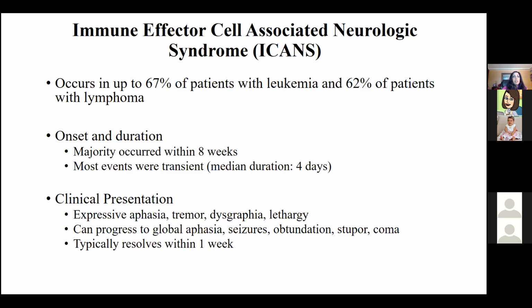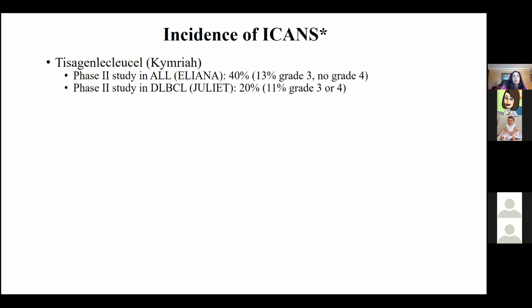But again, CAR T cell therapy is still fairly new. We don't have longer than 3 to 4 year follow-up for most of these patients. So there are lots of ongoing studies looking at the long-term neuropsychologic effects in patients who had neurologic toxicity. It can rarely lead to fatal cerebral edema or intracerebral hemorrhage.